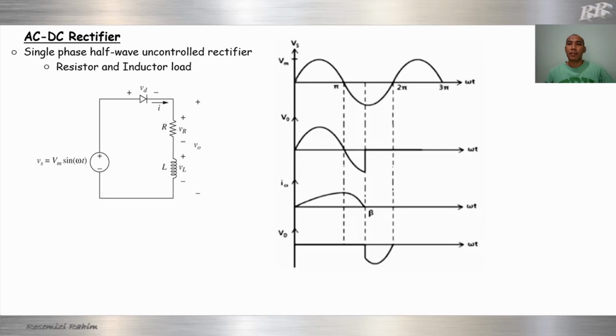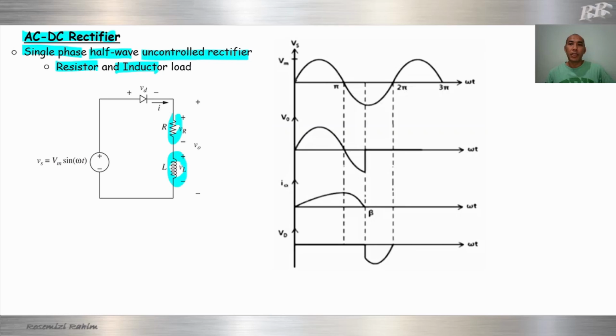Hello everyone. In this video we will discuss the AC to DC rectifier, single phase, half wave, uncontrolled rectifier, and our load is a resistor and inductor. This is the resistor and this is the inductor. They will become our load.